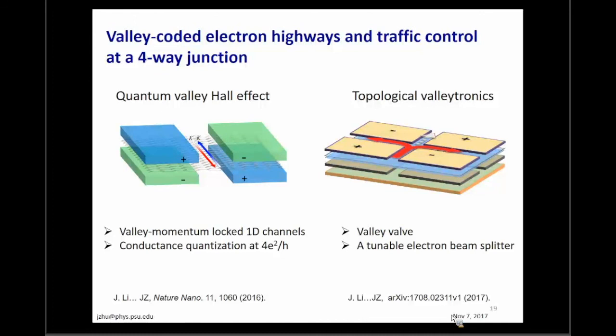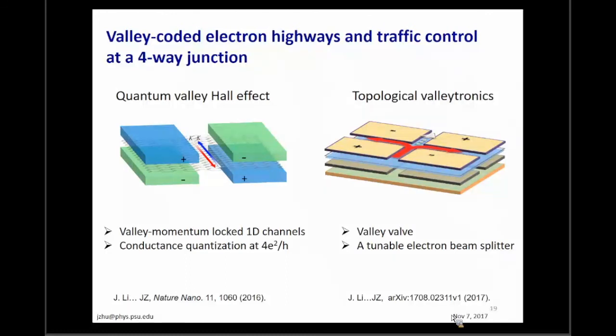And that is, we want to first generate one-dimensional wires that are valley momentum locked. So electrons with one valley index go one way, electrons with the other valley index go the opposite way. So I'm changing a 2D system to a 1D system. And then I want to show you how we manipulate these channels. I've got 4 coming together in a cross, and I want to show you some guiding of electrons in this 4-way junction, in the concept of a valve and a tunable electron beam splitter.